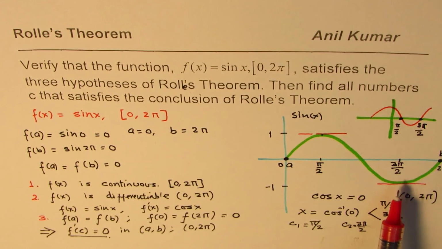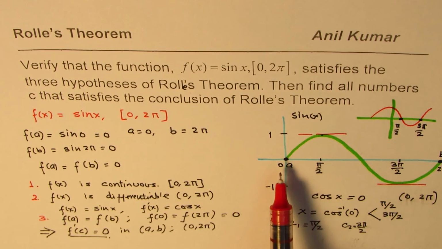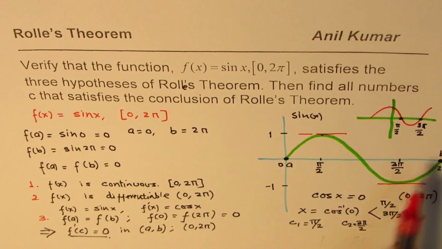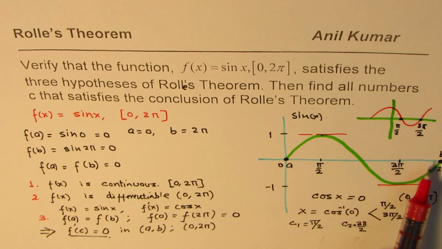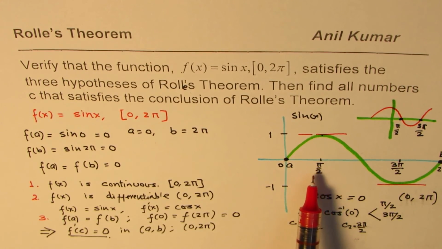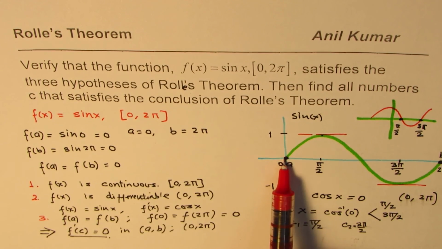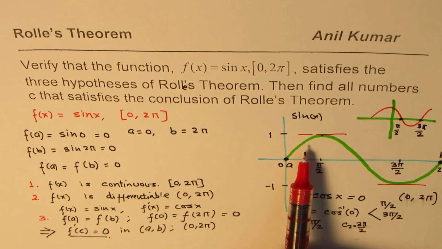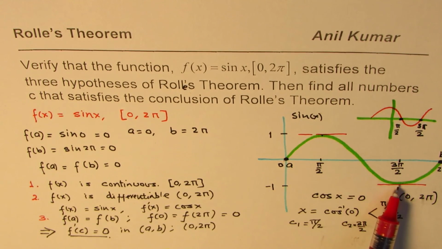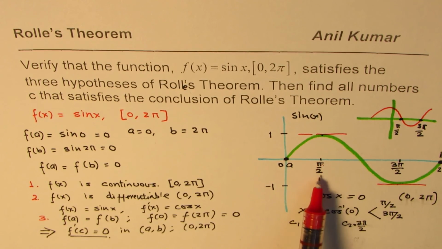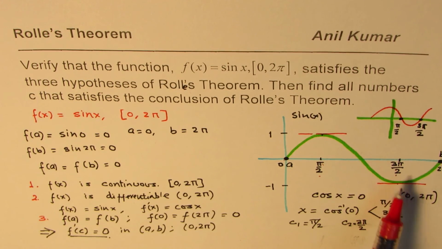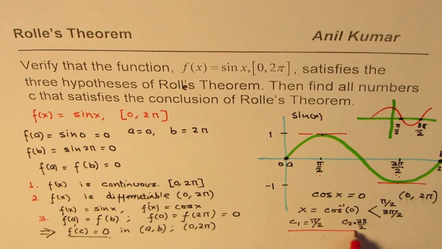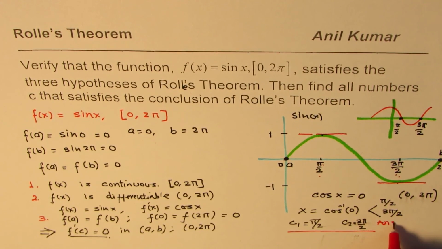So for this particular function sine x, in the closed interval 0 to 2 pi, it is continuous, it is differentiable within this open interval, and the values at 0 and 2 pi are the same, equal to 0, and therefore there is at least one point. In this case there are 2 points, c equals pi by 2 and c equals 3 pi by 2, where we have horizontal tangents, right? So those are the answers in our case.